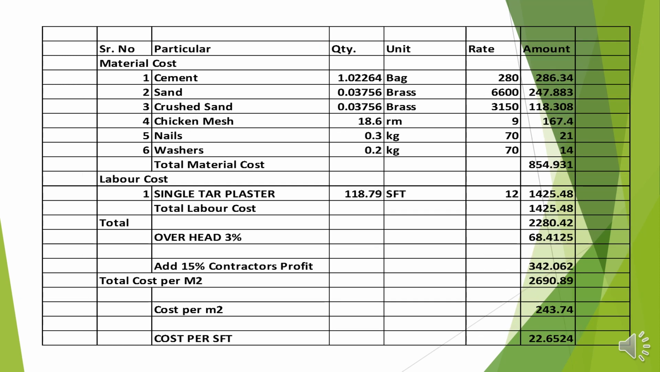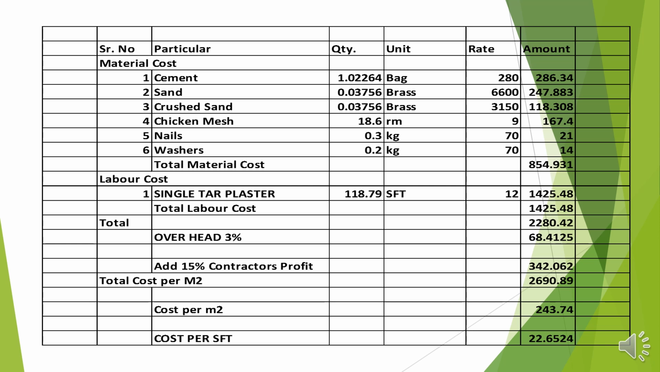Now I am coming to the cost analysis for the same. Cement 1.022 at the rate of 280 will be 286. Sand 0.37 at the rate of 6600, 247.883. Crushed sand 0.037 brass at 3150, 118 rupees. Chicken mesh 18.6 running meter at the rate of 9 is 167.4. Nails will cost me 21 rupees. Washers will cost me 14 rupees.